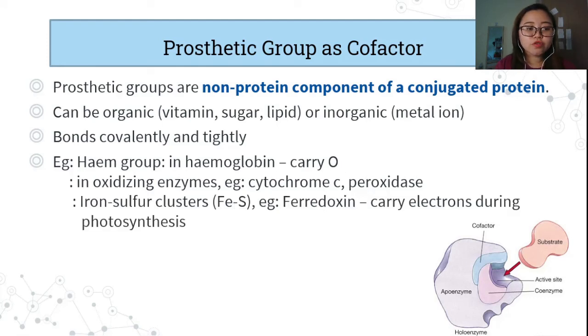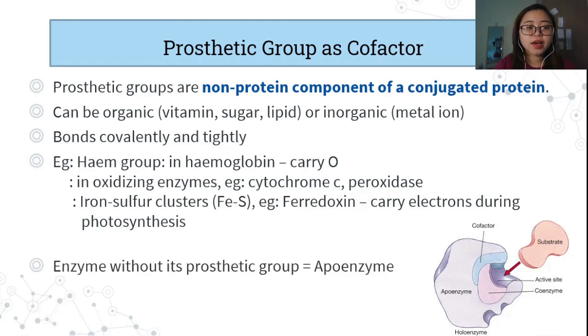You can also find prosthetic groups that are iron-sulfur clusters, which is FeS. Okay, ferrum and sulfur clusters, you can find it in enzymes such as ferredoxin, which will function to carry electrons during photosynthesis. So we will see them again when we learn about photosynthesis in the upcoming chapters. Now we are talking about prosthetic group and enzyme.